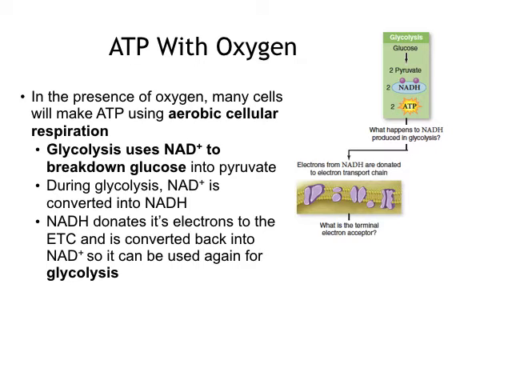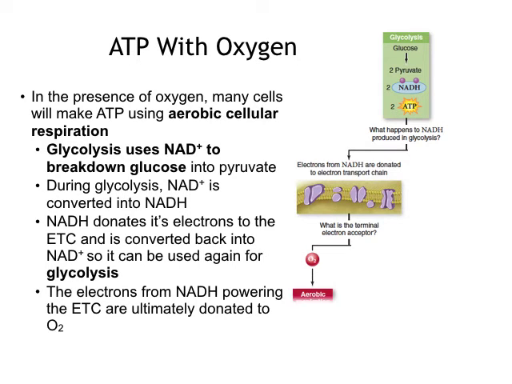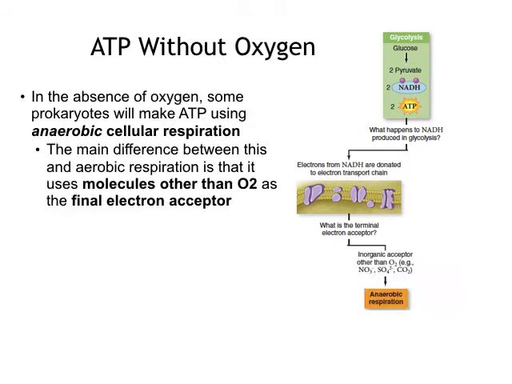This is exactly the same thing we just looked at, except with a different diagram. So here you could draw an arrow at the end of the electron transport chain. NAD+ goes back to glycolysis so that it can oxidize glucose. And then, depending on the final electron acceptor, if it's oxygen, then it's aerobic cellular respiration. Right? The electrons from NADH are donated to the electron transport chain, and those electrons finally are donated to oxygen. And that's cellular respiration. Okay, now let's look at ATP without oxygen.